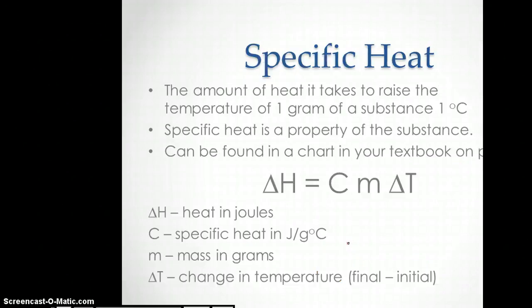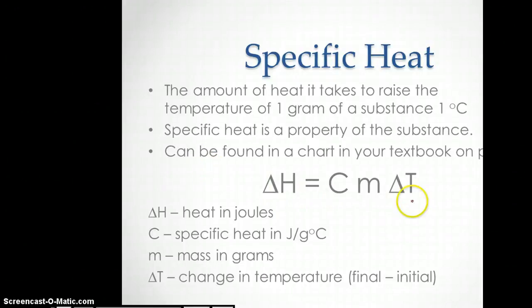Okay, now the next thing we're going to look at is called the specific heat of a substance. The specific heat is the amount of heat it takes to raise the temperature of 1 gram of a substance 1 degree Celsius. And it's a property of that substance. It's like the density or the melting point or the boiling point. And it's actually in your textbook on page 296, there's a chart of specific heats of different substances.